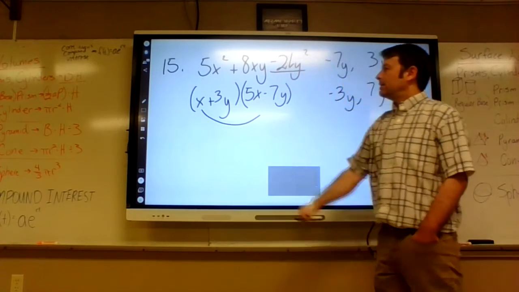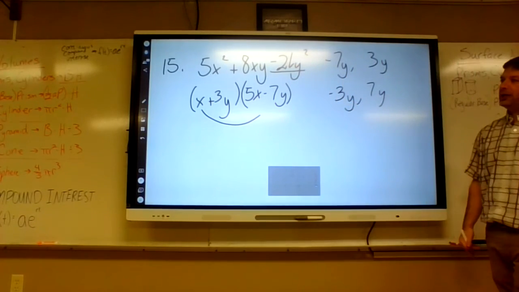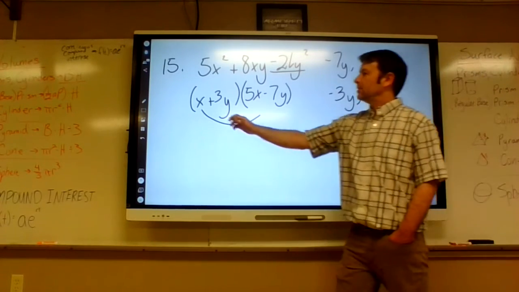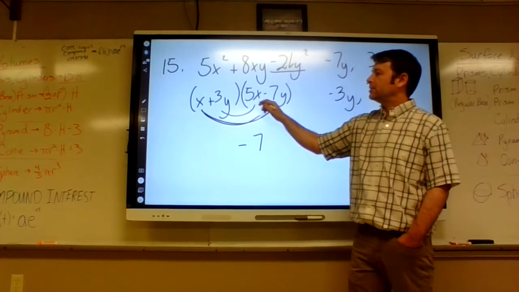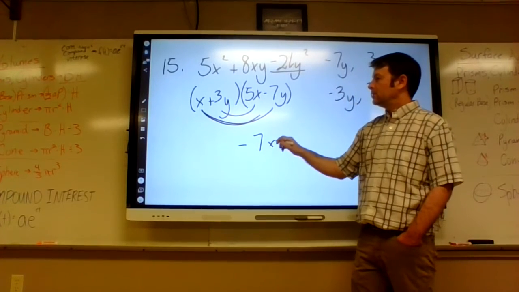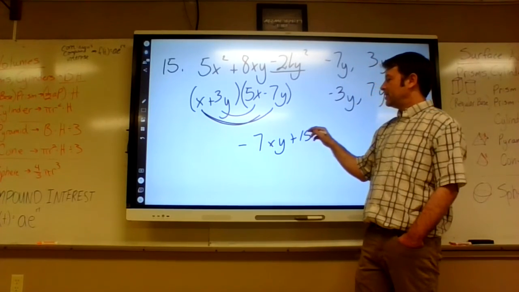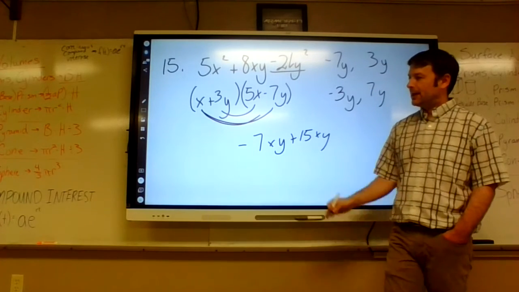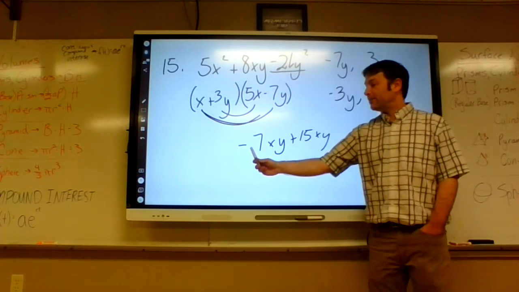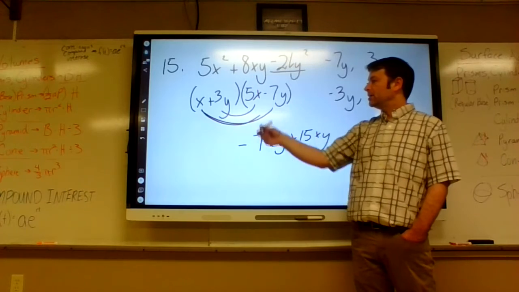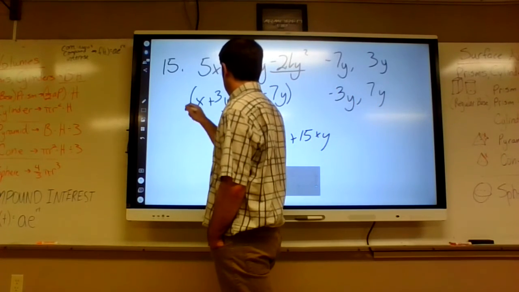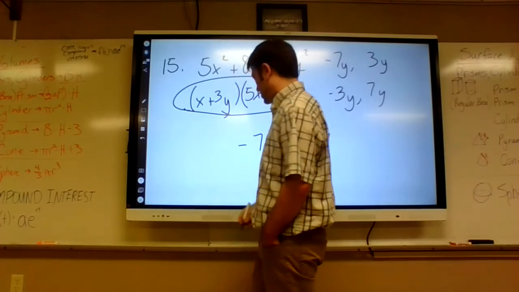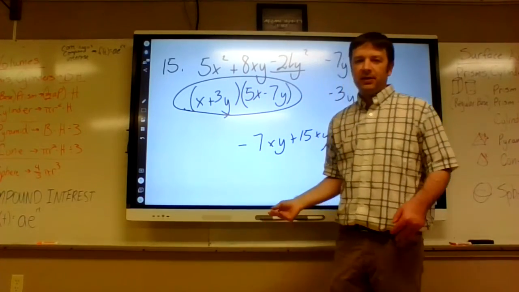Now what's the outside? Negative 7xy. What's the inside? Plus 15xy. What's negative 7 plus 15? 8. Same thing as 15 minus 7, by the way. 15 minus 7 is 8. So this is the correct answer. We did it. Yay.